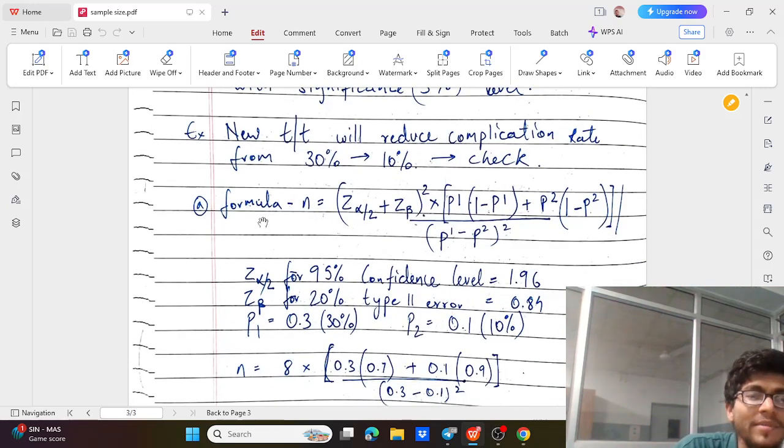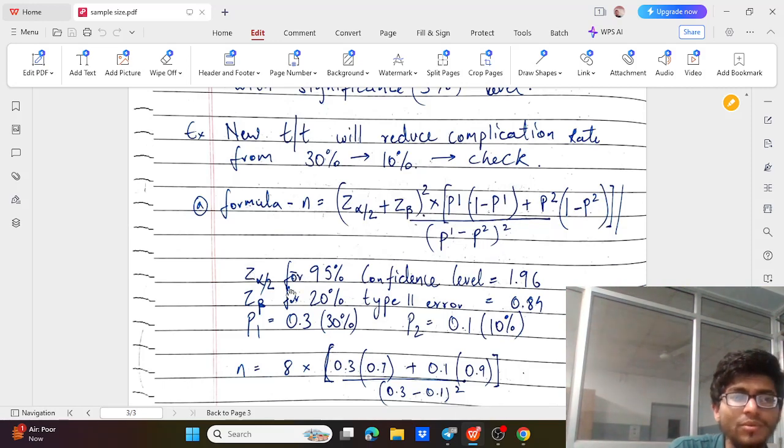ठीक है, तो हम इसमें फॉर्मूला जो यूज होता है सैंपल साइज के लिए, वो देखते हैं क्या फॉर्मूला है वो. तो (Z alpha by 2 plus Z beta) the whole square multiplied by [P1 into (1 minus P1) plus P2 into (1 minus P2)] divided by (P1 minus P2) the whole square. So this is the formula, and what are these values?